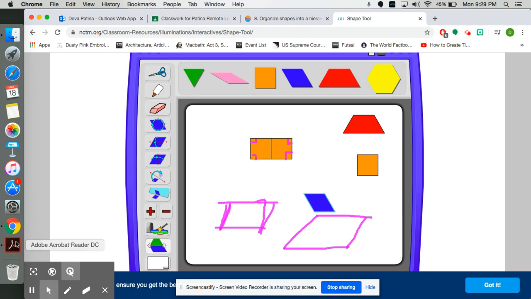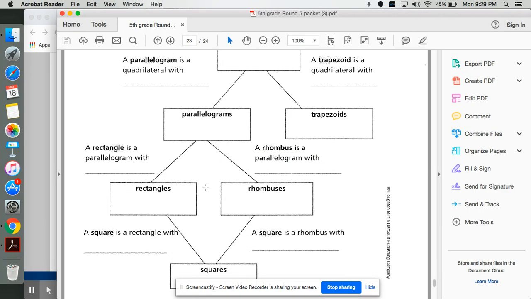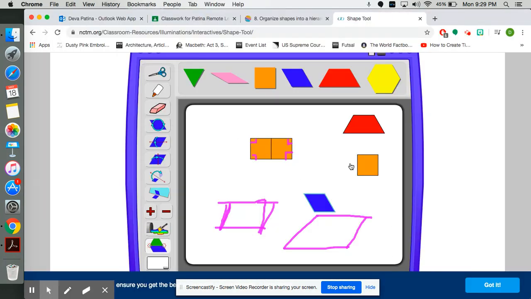The next thing we're going to talk about is a square. What do you notice about the sides on a square versus a rectangle? Well, this square is a rectangle still because it has all 90-degree angles. However, it has one more specific attribute. It also has all equal sides. So squares have equal angles and equal sides. So the angles have to be the same on a square and also the side lengths.